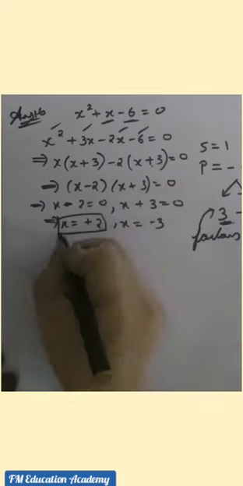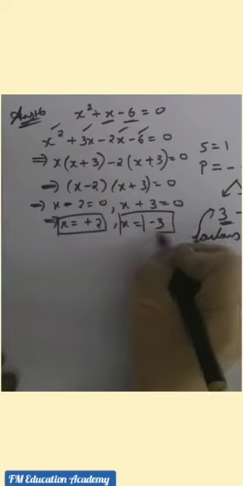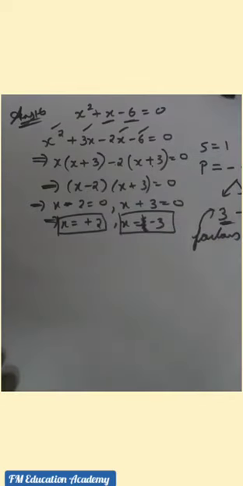So what are the roots we have? Plus 2 and minus 3. So in which option we have plus 2 and minus 3? Option 1. See, option 1, 2 and minus 3. So what is the answer? Option 1.